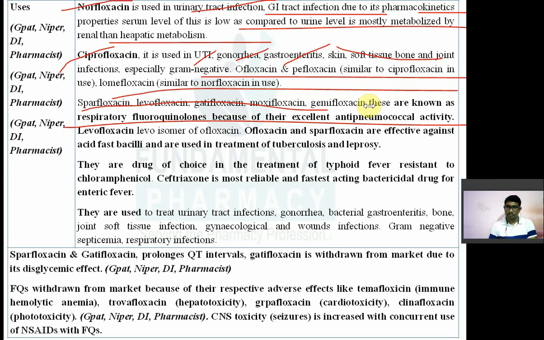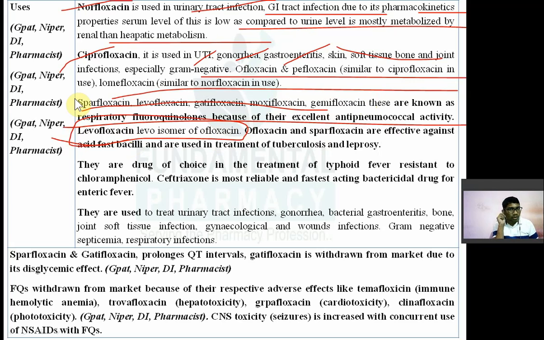They are known as respiratory fluoroquinolones because they are useful in the respiratory tract infection. Most of them are caused by pneumococcal bacteria, pneumococcus. They have very excellent anti-pneumococcal activity. That's why they are useful in the respiratory tract infection. Levofloxacin is a levo isomer of ofloxacin.